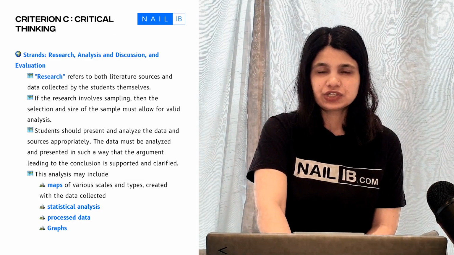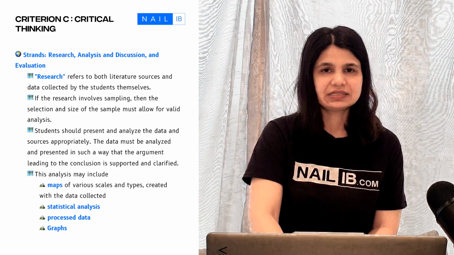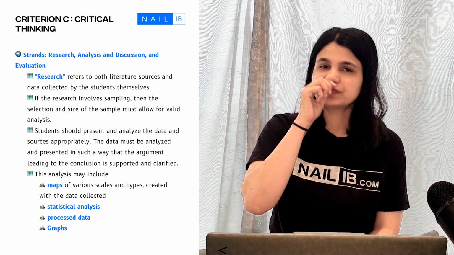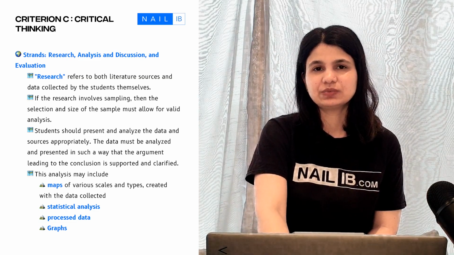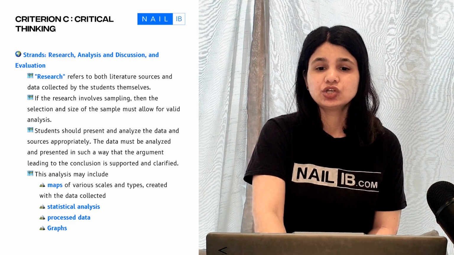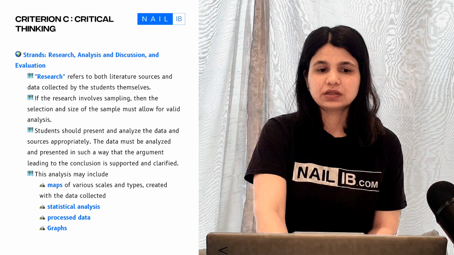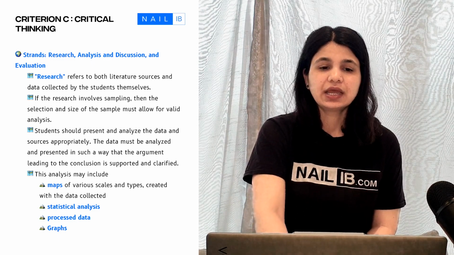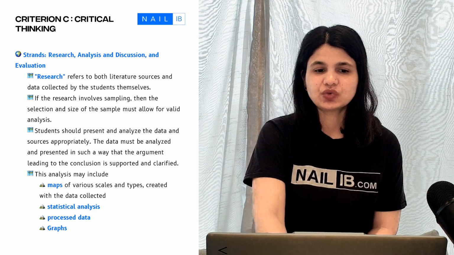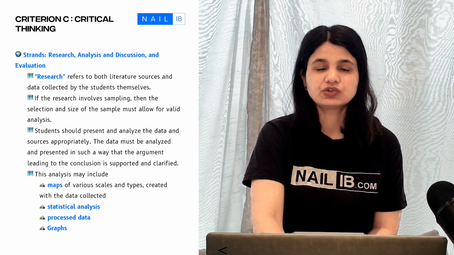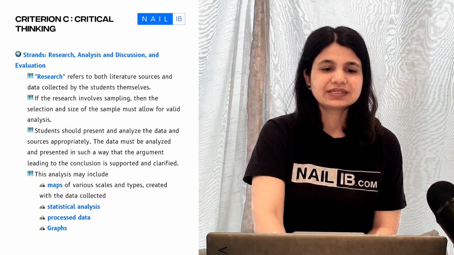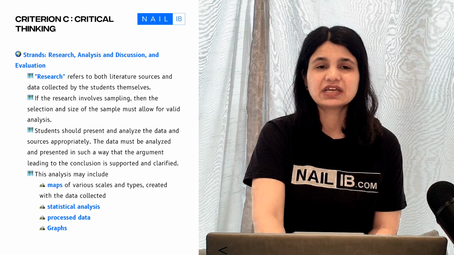The third criteria is critical thinking. So we are looking at your research, analysis, interpretation, and evaluation. The research refers to both the literature sources and data collected by the students themselves. And if the research involves sampling, then the selection and the size of the sample must allow valid analysis. Students should present and analyze the data and sources appropriately. The data must be analyzed and presented in such a way that the argument leading to the conclusion is supported and clarified. And this analysis may include things like maps, statistical analysis, processing of data, and graphs.